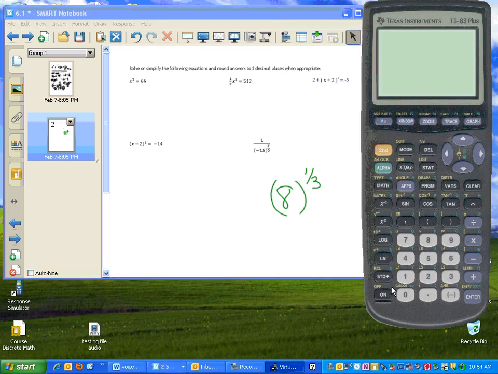You can, on your calculator, you can do 8. Turn it on, clear it. I can do 8. This is my exponent key, that little caret, correct? Now, if I want to raise it to the 1/3, that 1/3 has to be in parentheses. And so I get 2.